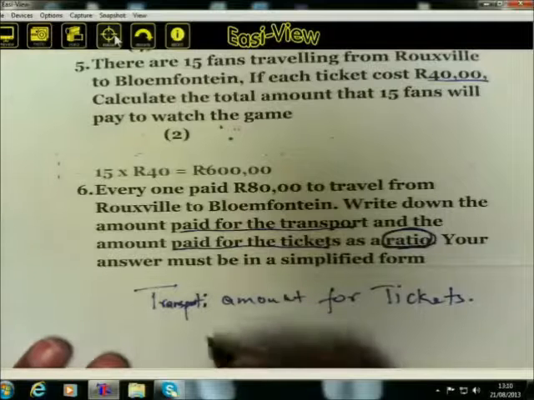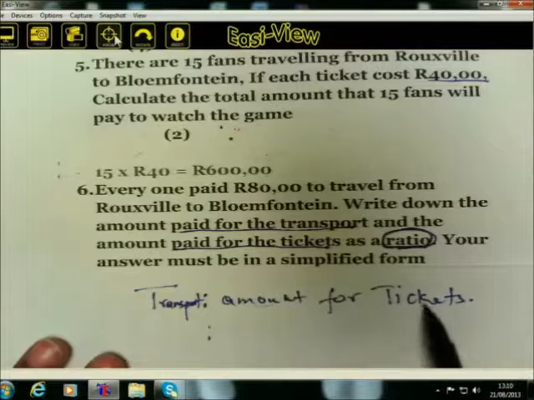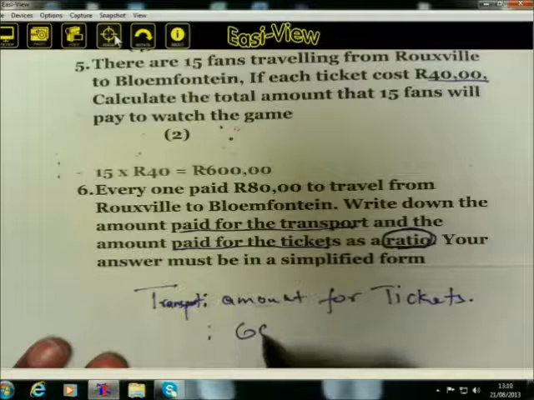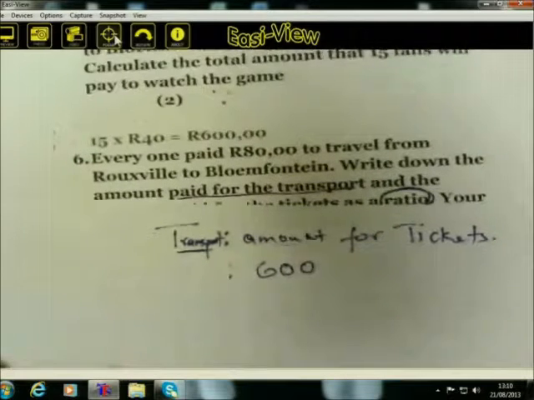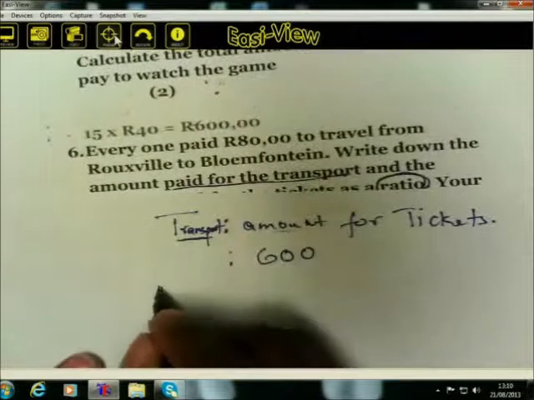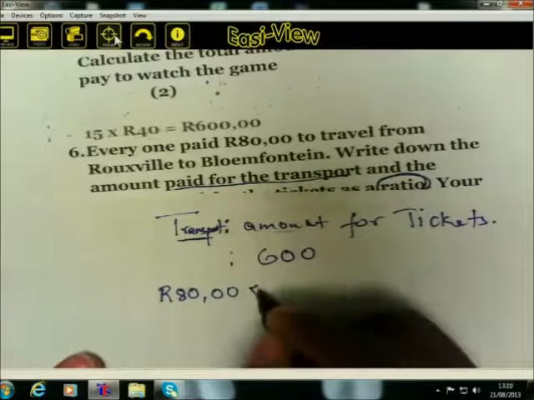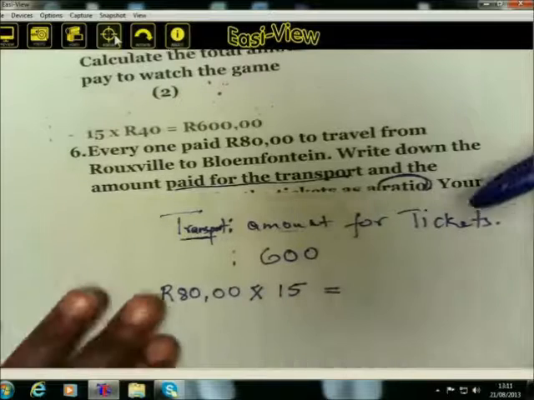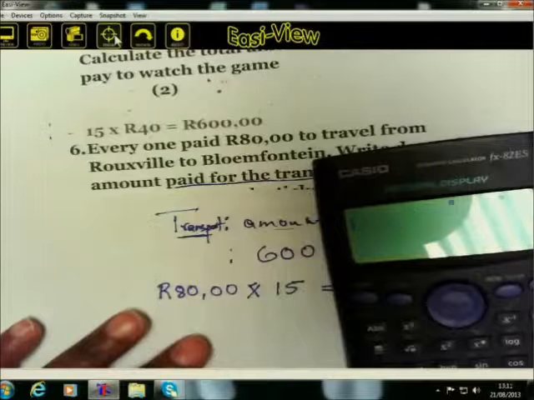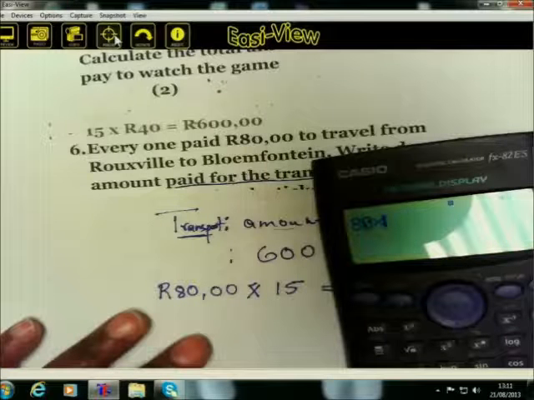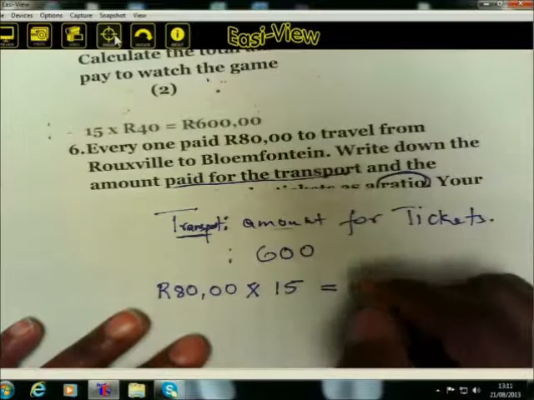Now remember, we only have the total amount that they are going to pay for the tickets, which is 600. We still have to calculate the transport. Each pays 80 rand for the transport. How many are they? We have 15 of them. Let us calculate the answer that we are going to get. It's 80 multiplied by 15. So the answer is 1,200.